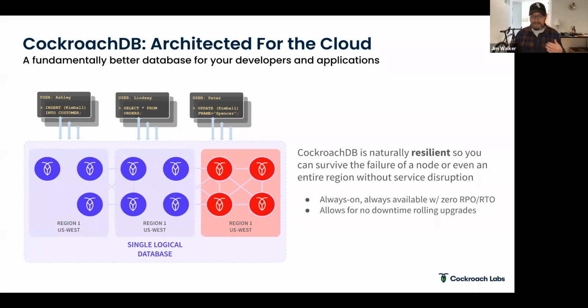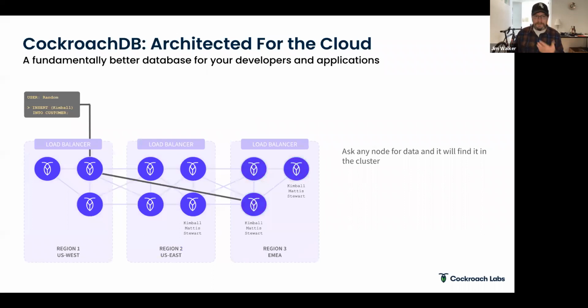It also allows us to do no-downtime rolling upgrades, which is really cool as well. But coming back to one quick thing before we get to the architecture, a really key concept to understand: any node can service a query. It means I can query anywhere and it's going to find that data throughout the entire cluster, no matter where these things are, across regions. And this is what allows us to get low latency access to this data.